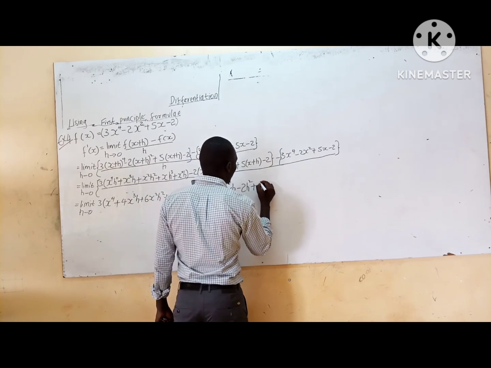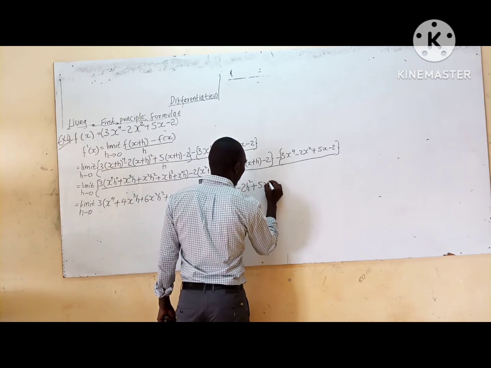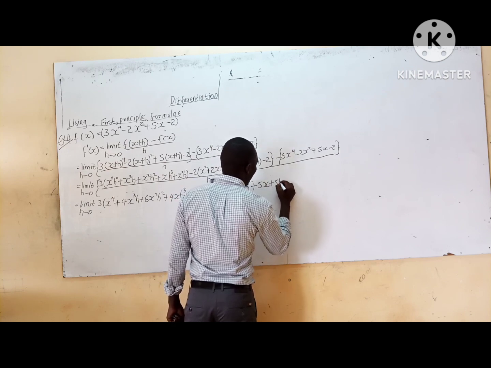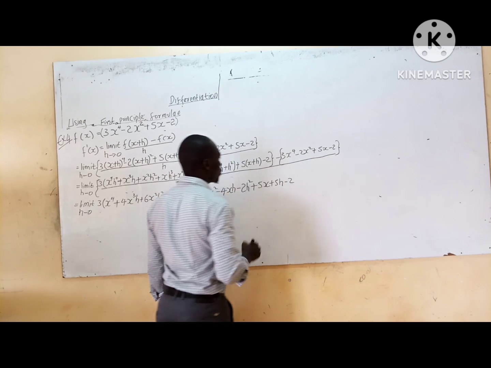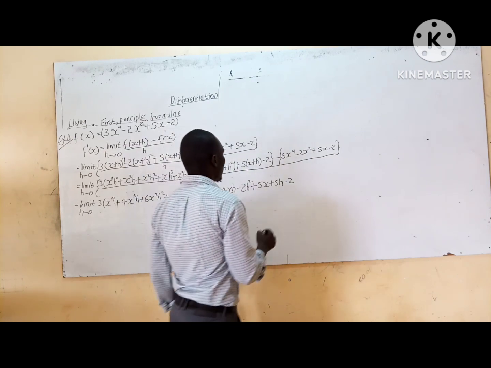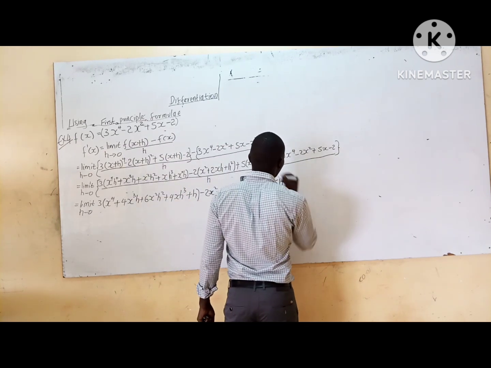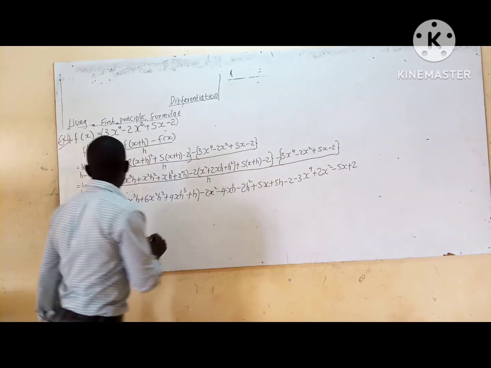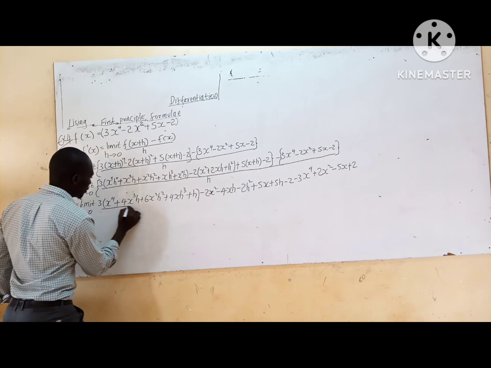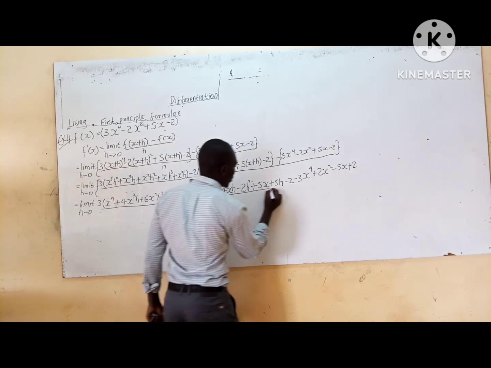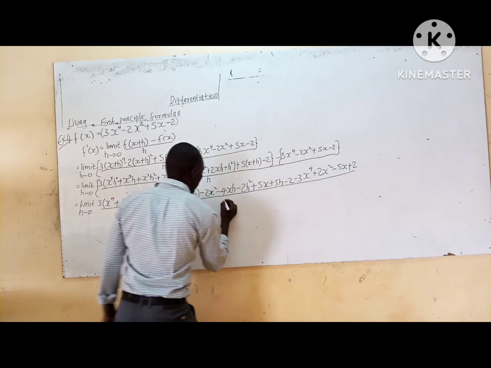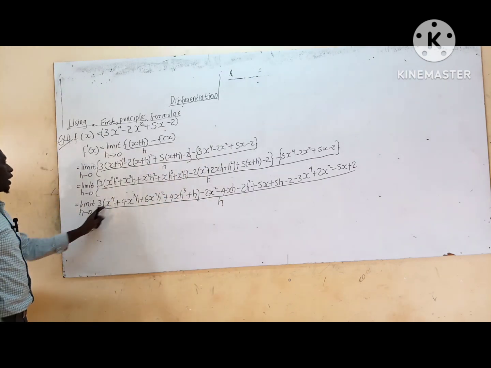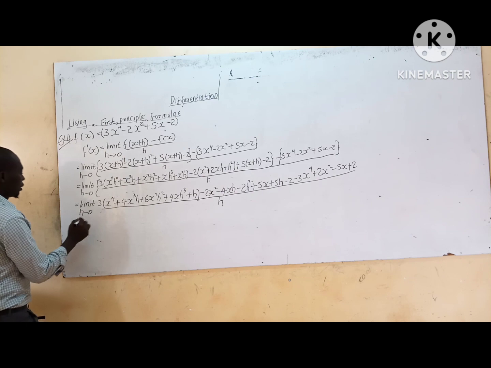Lastly, we are going to have plus 5x plus 5h subtract 2. When we open the bracket on the other side, we are going to have minus 3 addition of 2. And everything will be all over a term of h. Let us now open what we have within this first bracket.